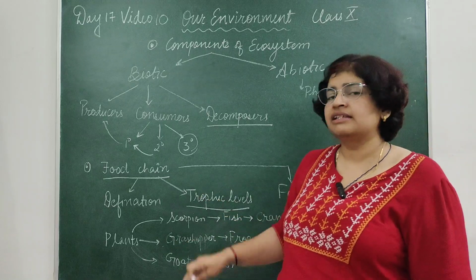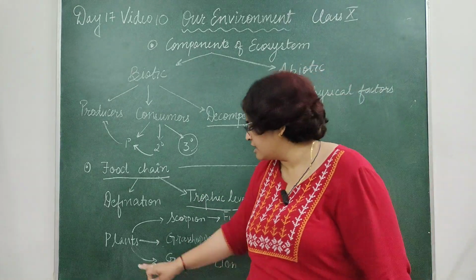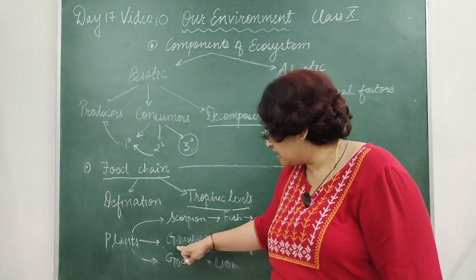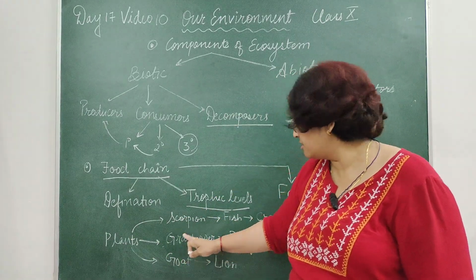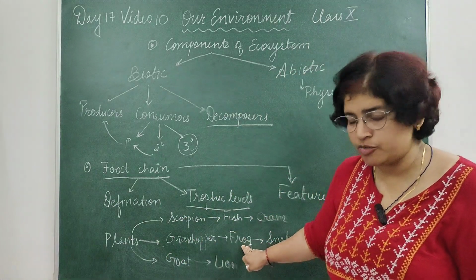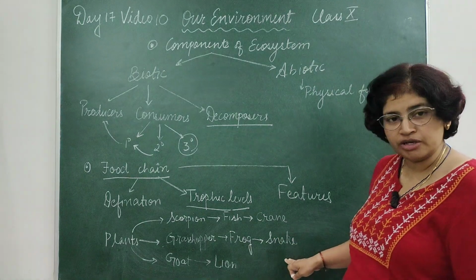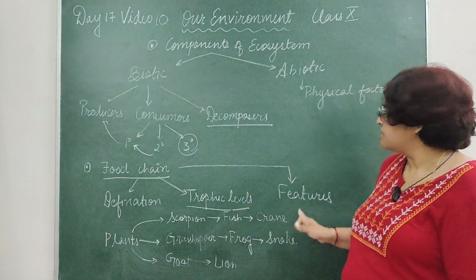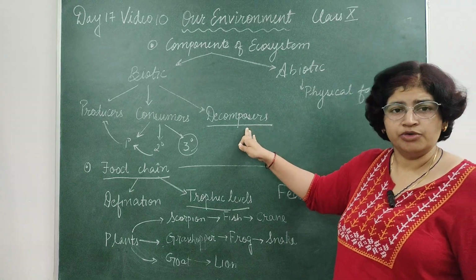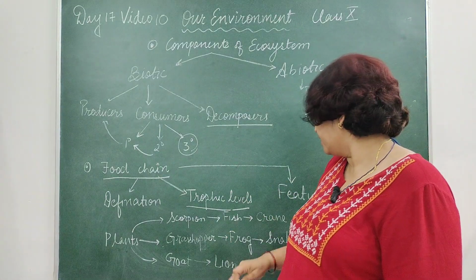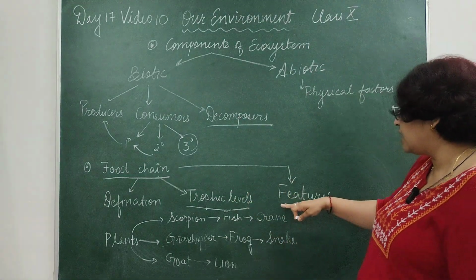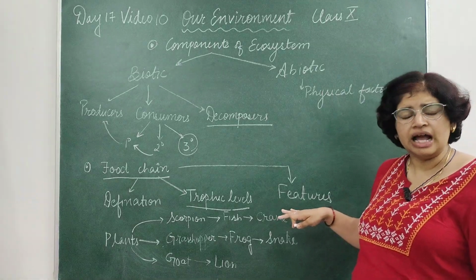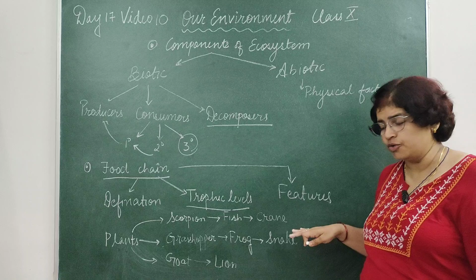Trophic levels, these are the steps of food chain. First trophic level is always occupied by producers, then by primary consumers, after that secondary consumer, then tertiary consumer. If this tertiary consumer may die, then it will be occupied by decomposers. Fine. So next, after that, we are having the features of food chain. Few features we will discuss today and rest of the features in our next video.